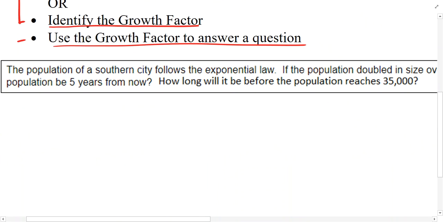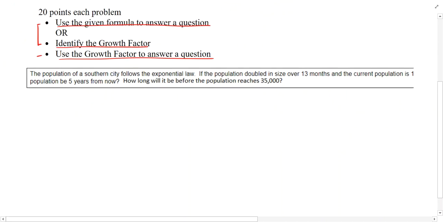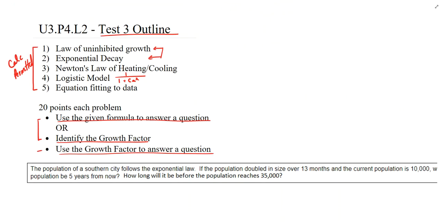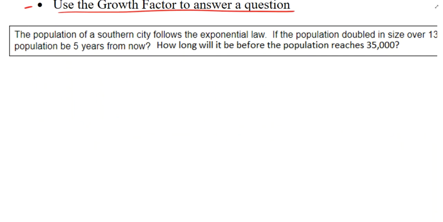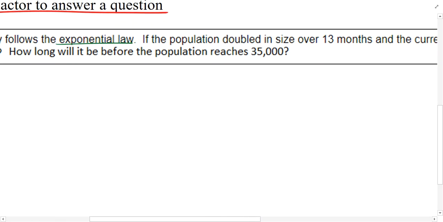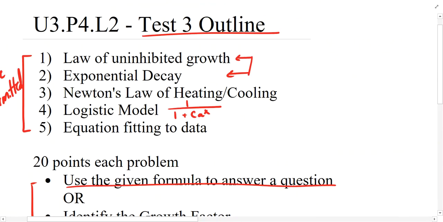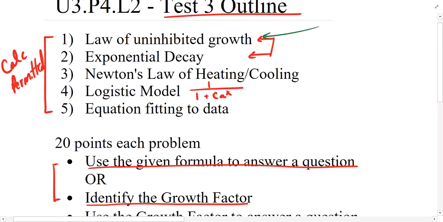So here's one example of what I mean by the 2 parts to each problem. We'll just quickly work through this, and then I'll respond to any questions that you have that are sent to me through email or through Schoology messaging. In this particular case, we've got a population that follows exponential law. The population doubles in size over 13 months. So this looks like an exponential growth, and it's probably going to be real similar to what we see in number 1.